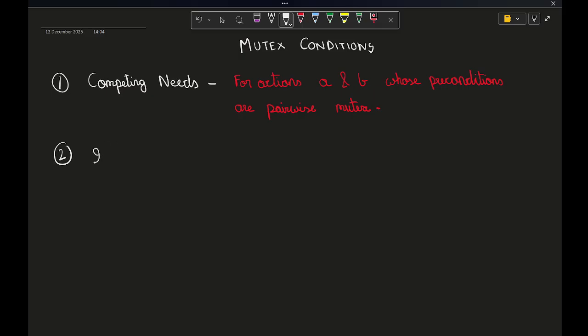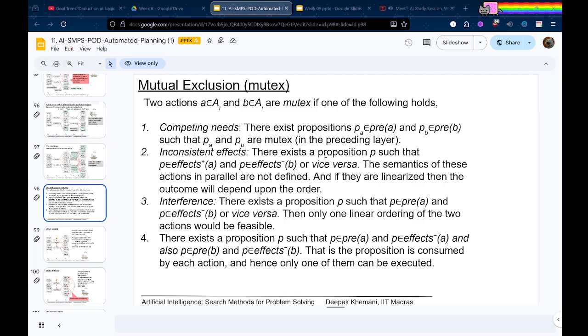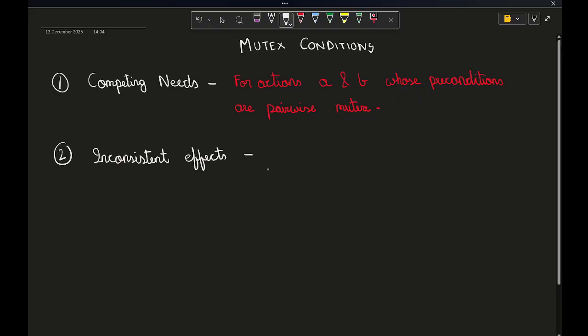So the next one is inconsistent effects. I think inconsistent effects is just that one action has a positive effect while another action has the same proposition as a negative effect, right? That there exists a proposition P such that P is a positive effect of A and P is a negative effect of B, or vice versa. The semantics of these actions in parallel are not defined. If they are linearized, then the outcome will depend upon the order. Okay.